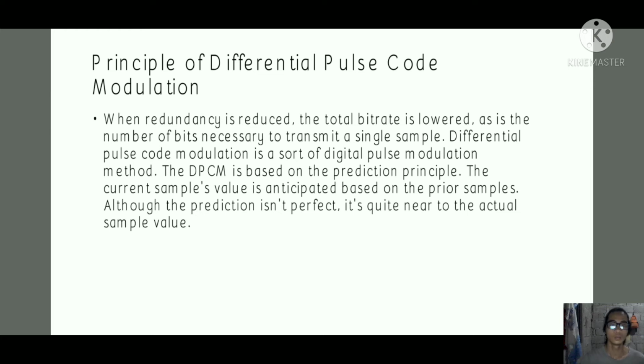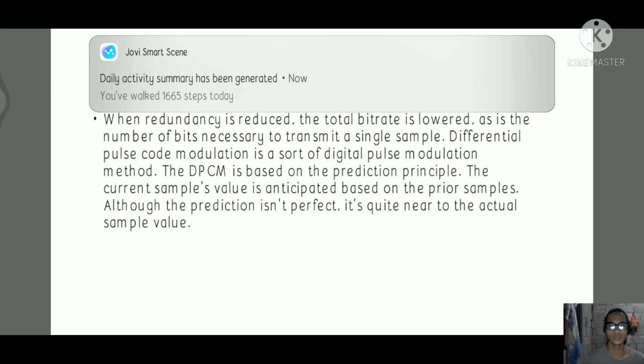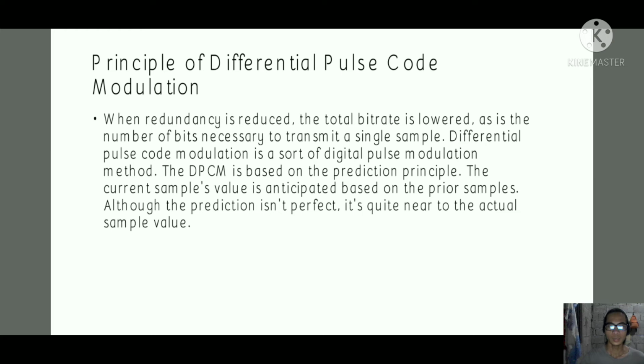Principle of differential pulse code modulation. When redundancy is reduced, the total bit rate is lowered, as is the number of bits necessary to transmit a single sample. Differential pulse code modulation is a sort of digital pulse modulation method. The DPCM is based on the prediction principle. The current sample's value is anticipated based on the prior samples. Although the prediction isn't perfect, it's quite near to the actual sample.